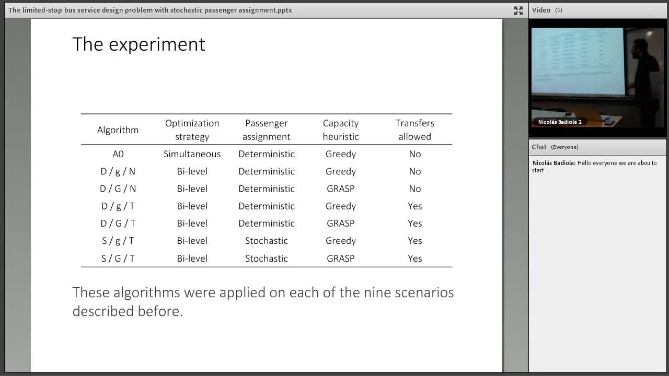So the algorithms were, first of all, we worked with the deterministic problem with no transfers, and we used greedy and GRASP. Then we worked with the deterministic model with transfers, with greedy and GRASP, and then we did the stochastic assignment, of course with greedy and GRASP, and also with transfers. Each one for the 9 scenarios. And we took as benchmark the algorithm A0, which optimized the FOAP simultaneously instead of doing it with this bi-level approach we described. So these are the results.